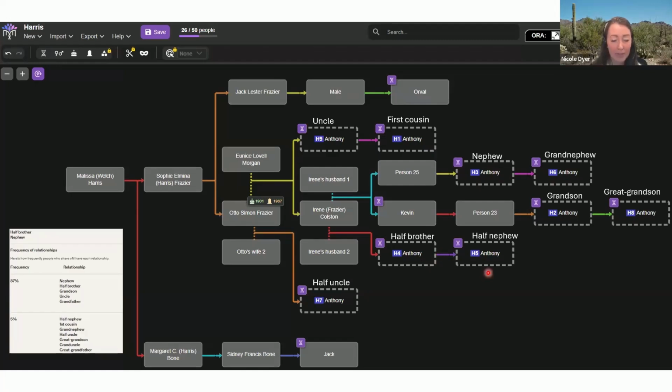In Banyan DNA, it was a little tricky for me to figure this out. I had to look it up in the documentation for Banyan, but in order to add a half sibling, you have to add another parent, and you have to connect the lines to the other parent.